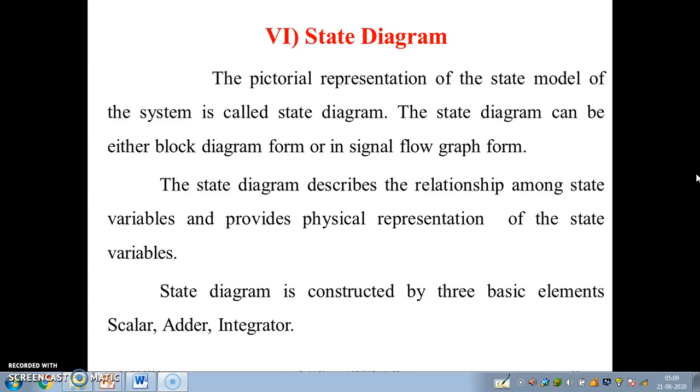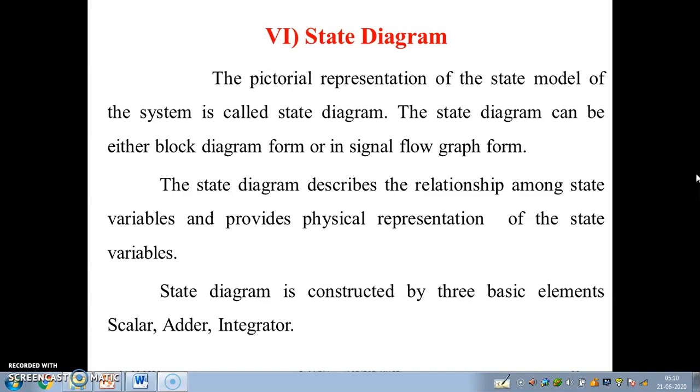The time domain state diagram may be obtained directly from the differential equation governing the system, and this diagram can be used for simulation of the system in analog computers. The S-domain state diagram can be obtained from the transfer function of the system. The state diagram provides a direct relation between the time domain and S-domain. That is, the time domain equations can be directly obtained from the S-domain state diagram.